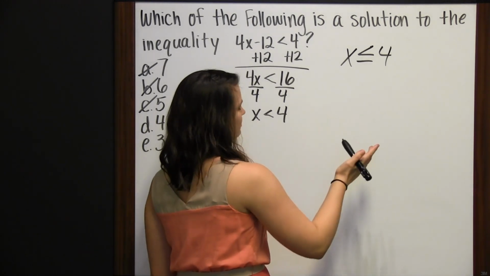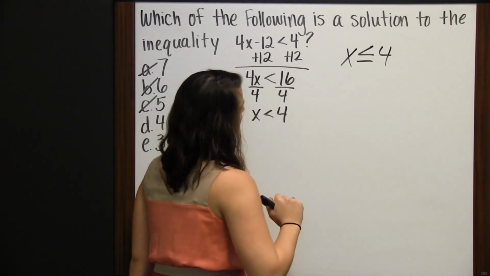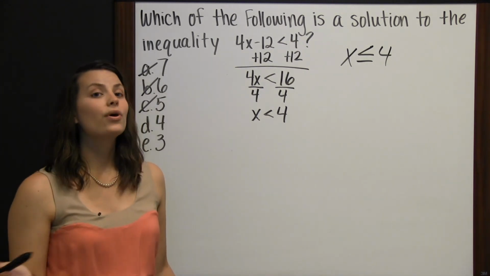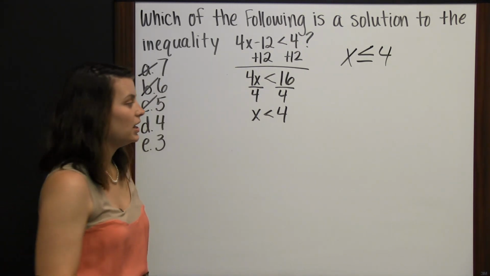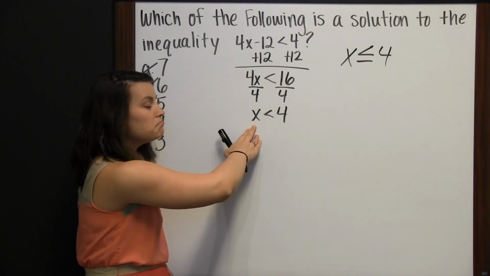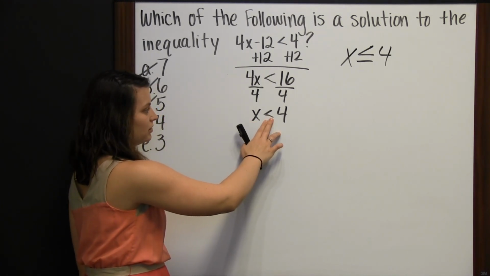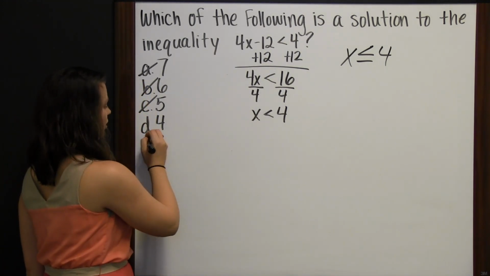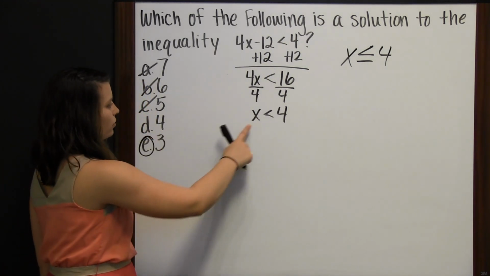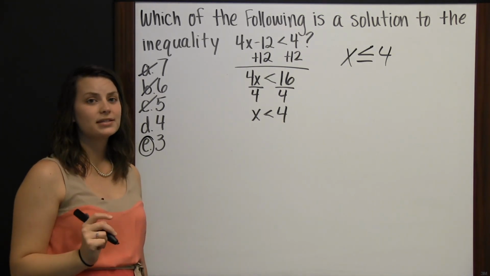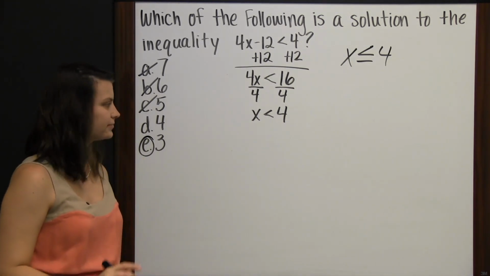And it only has to be one, either less than or equal to. But in this case, it's not a less than or equal to sign. It's simply a less than sign, meaning that this number must be smaller than 4. So our answer is E. 3 is less than 4, where 3 is a smaller number than 4.